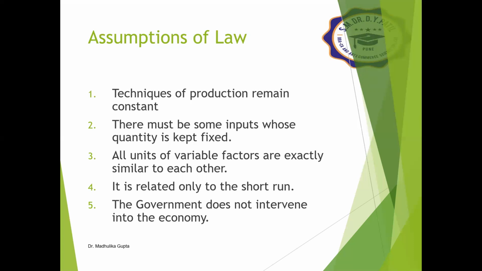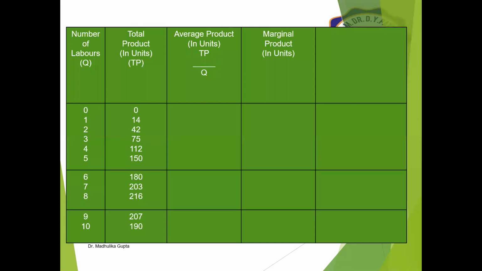Now let's understand this in the form of a table. It's a 5-column table. If you remember these first 2 columns, the remaining you can easily find out. So what do you remember? Number of laborers are variable inputs, 0 to 10. Total product TP, you have to remember these figures: 0, 14, 42, 75 and up to 190.